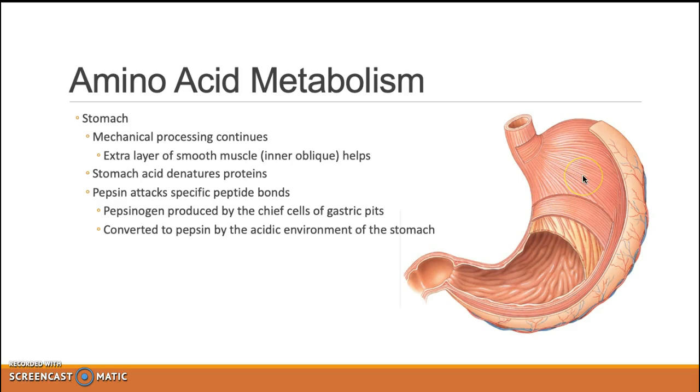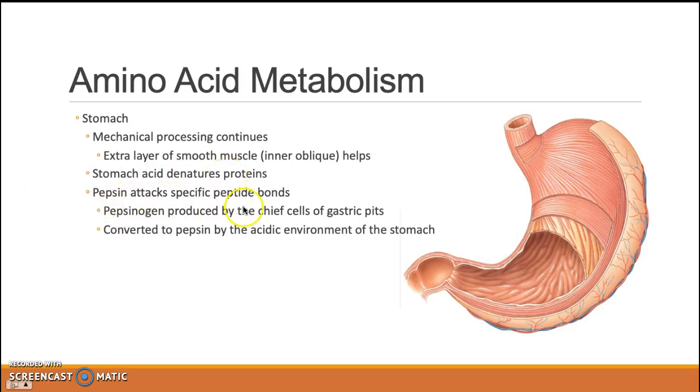And some mechanical processing continues. Obviously you don't have teeth in your stomach, but we do have an extra layer of muscle. We've got this inner oblique layer here, and with all three of these layers of muscle contracting, we have some more mechanical processing going on. The stomach acid is going to denature some of those proteins, that tertiary and quaternary structure.